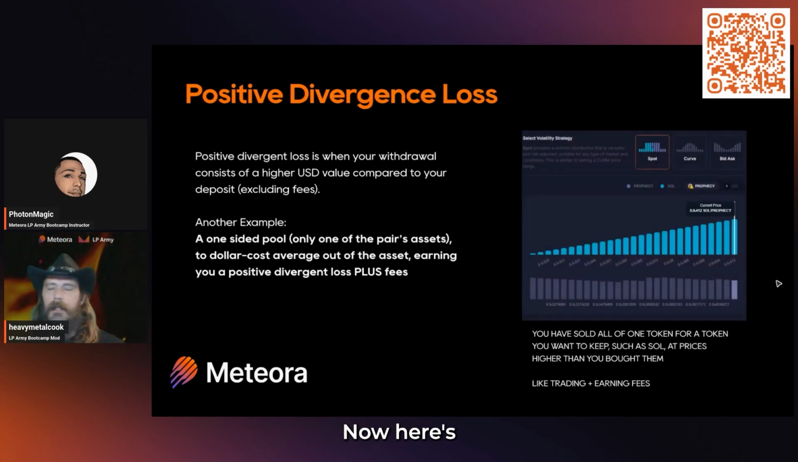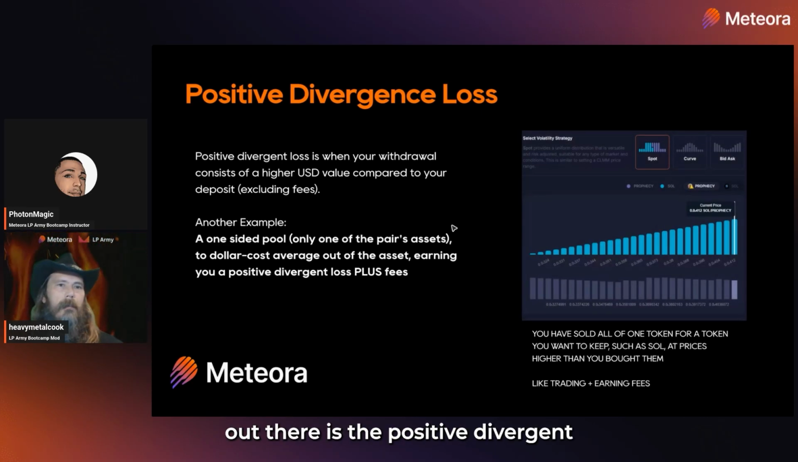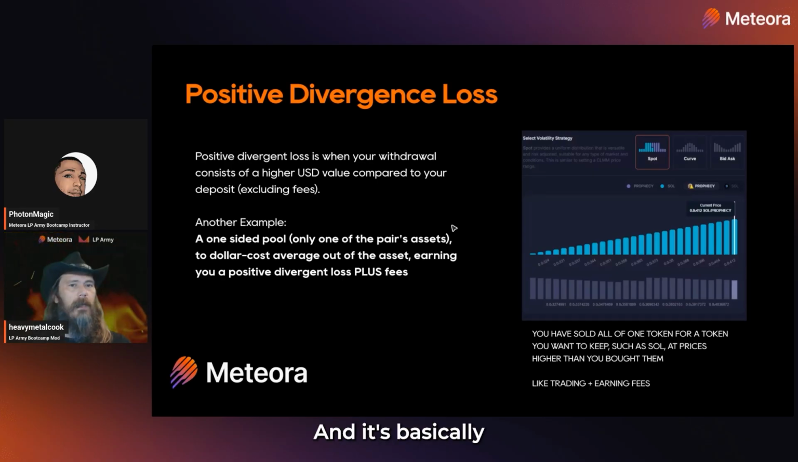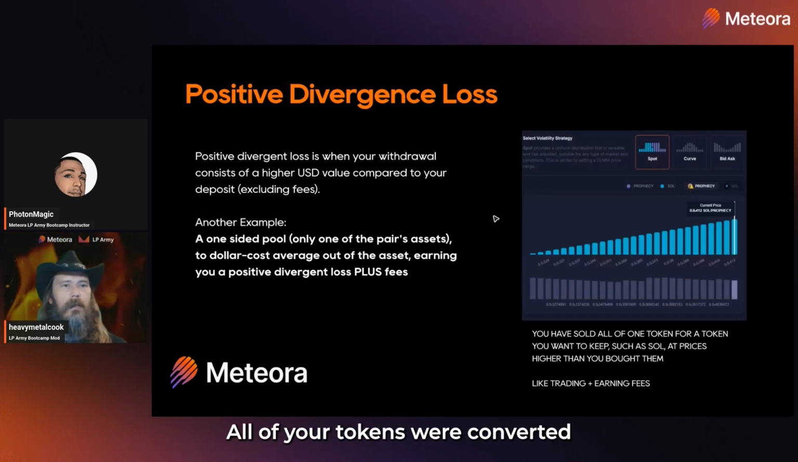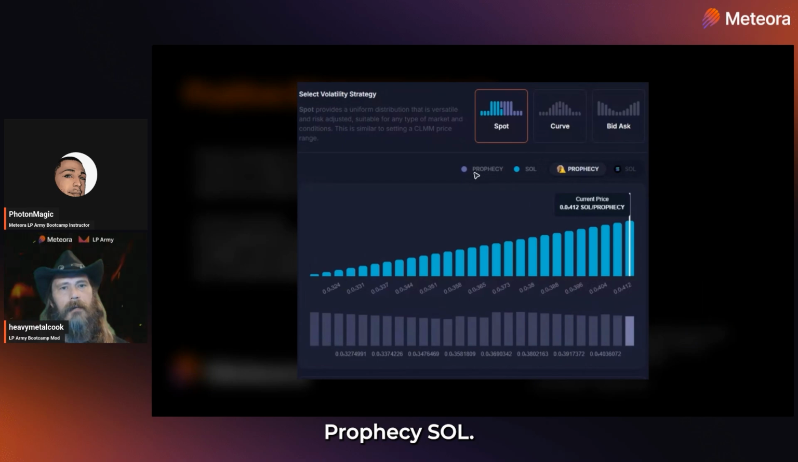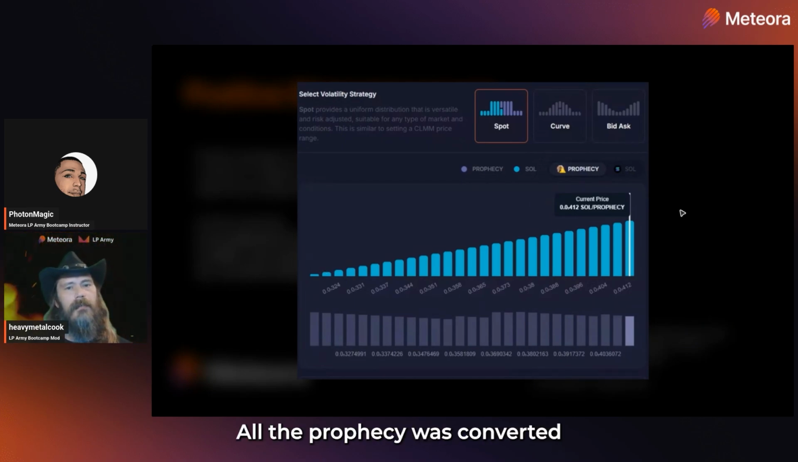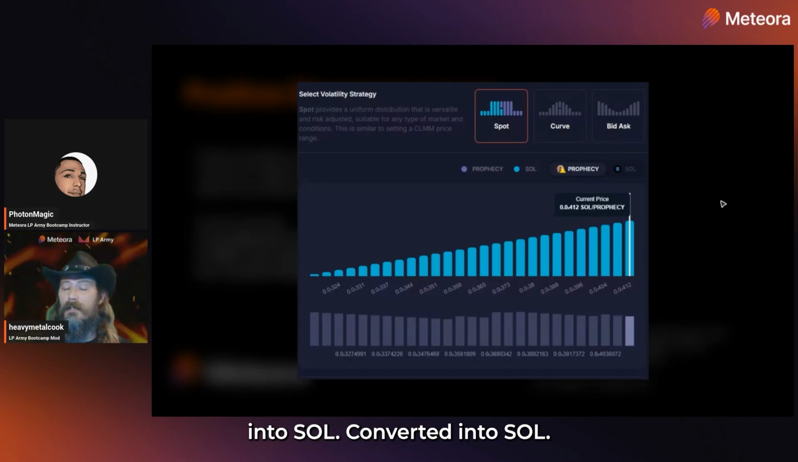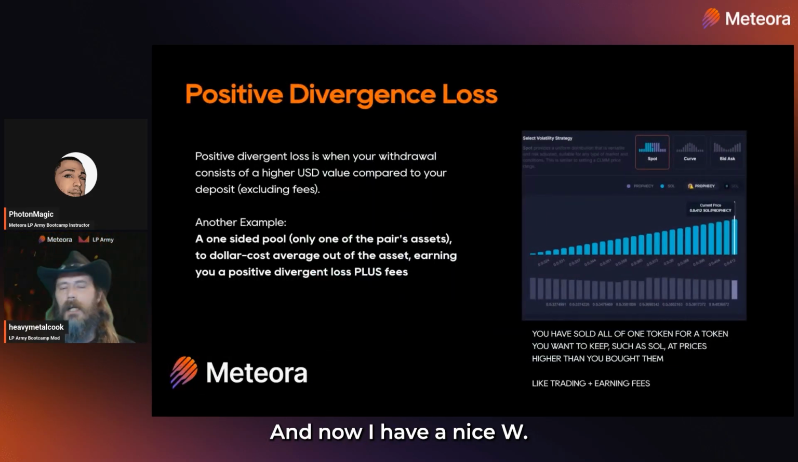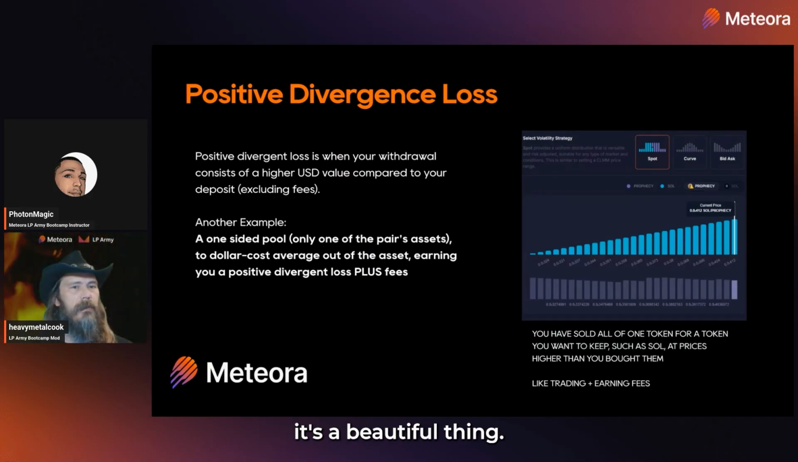Okay. All right. Now here's the dream of every LPer out there: the positive divergent loss, and it's basically you went out of range. All of your tokens were converted into the other token. Like in this one, this pool was called Prophecy Soul. I don't care about prophecy. I care about Soul. All the prophecy was converted into Soul. And now I have a nice W. I've also earned some fees along the way. This doesn't always happen, but when it does, it's a beautiful thing. Take that win and move on.